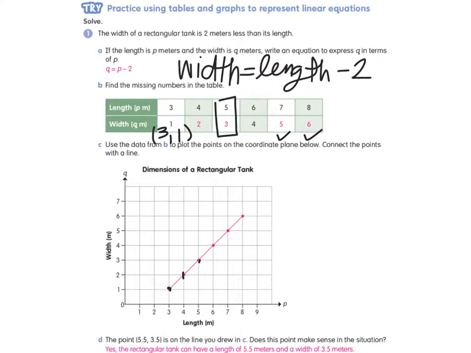And then the last part here is saying the point 5.5, 3.5 is on the line. So let's test that out. 5.5, 3.5. This is where that point would be that they're talking about right now. Would that make sense in this situation? The answer is yes. It's possible that if you subtract 2 from 5.5, then you can get 3.5. So yes, that is a possibility, and we know that also because it is on the line.